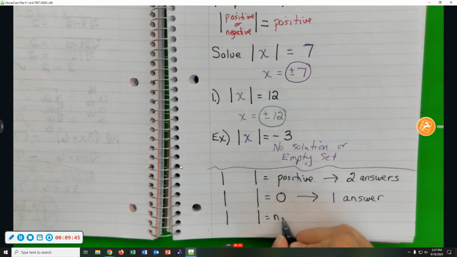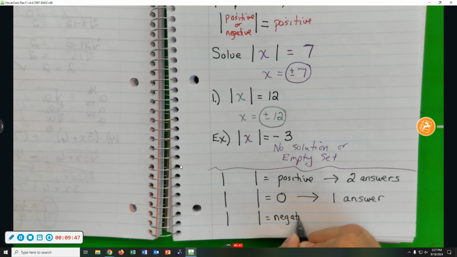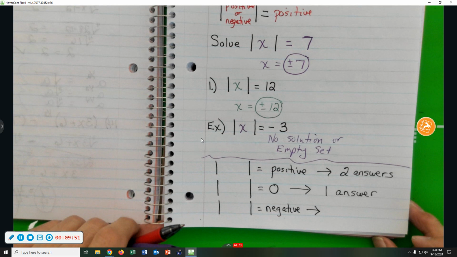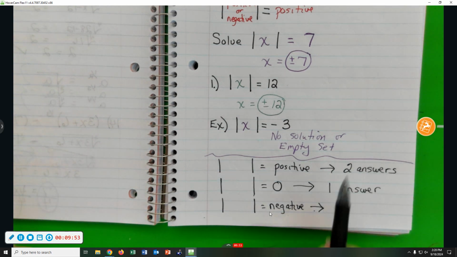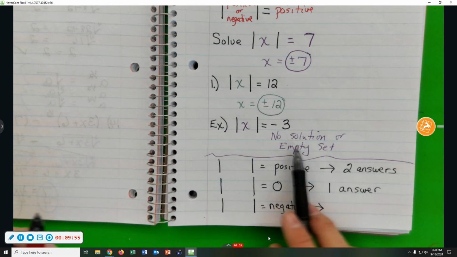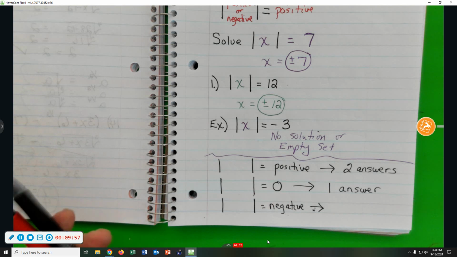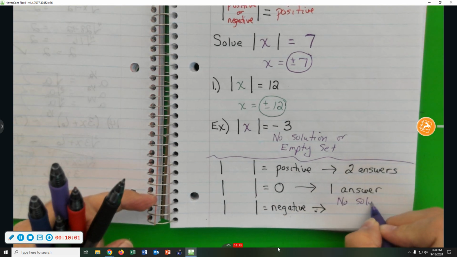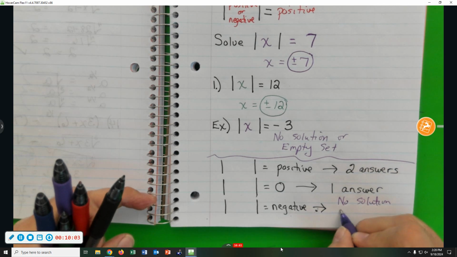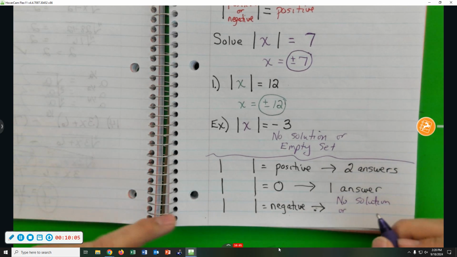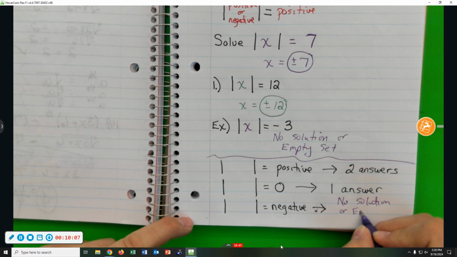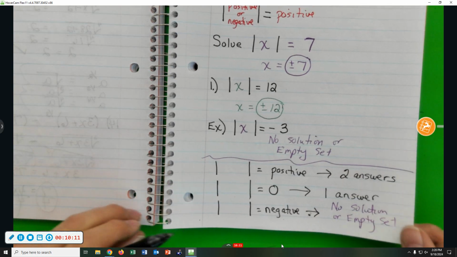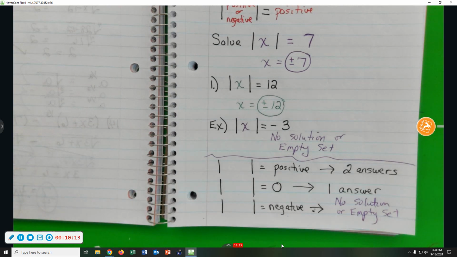And this third case is what we just saw in that example here. Absolute value equal negative. That's one of those no solution or empty set, however you want to word it. And I feel pretty sure one of those will pop up. But I haven't looked at them, so, okay.